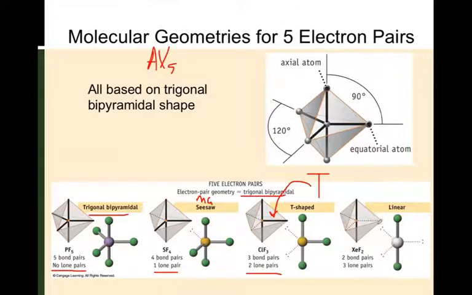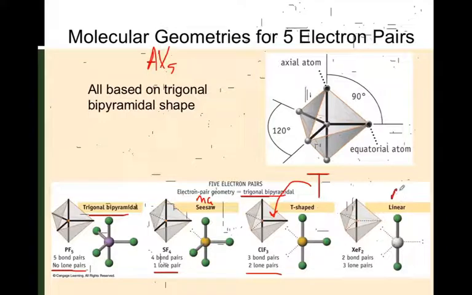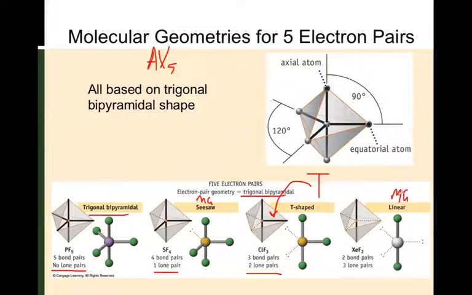And then here we have a linear structure, a linear molecular geometry, but still with that trigonal bipyramidal electron pair geometry. Only this time we only have 2 bond pairs and we have 3 lone pairs.